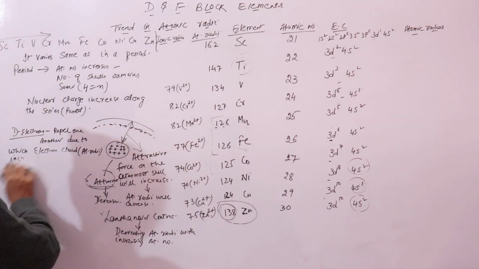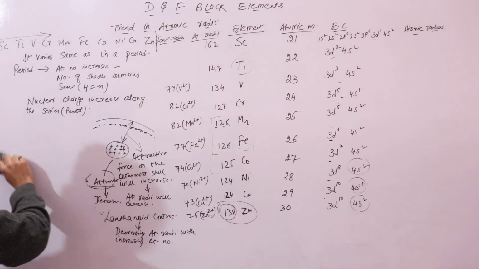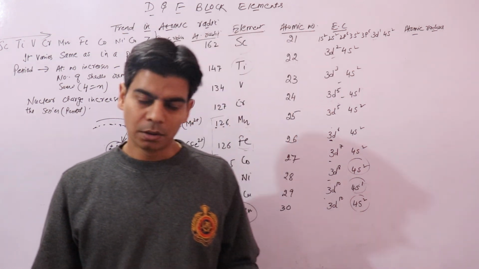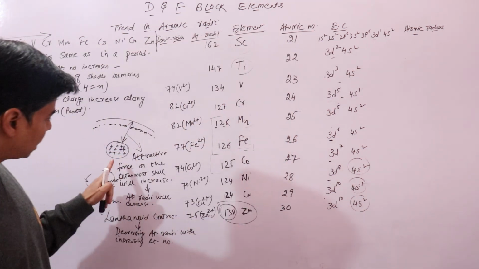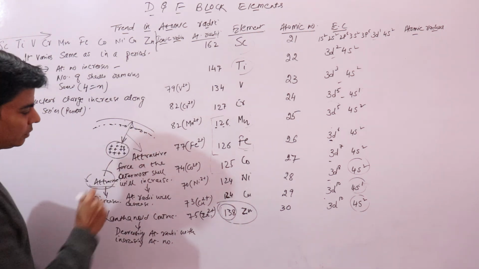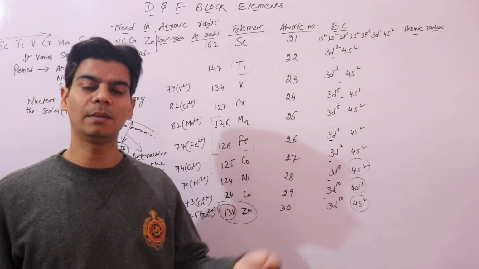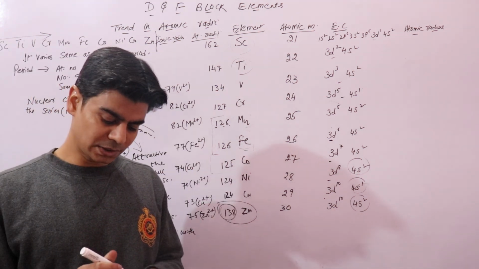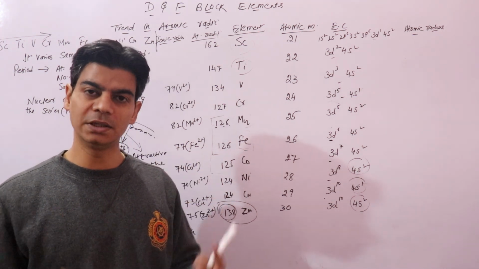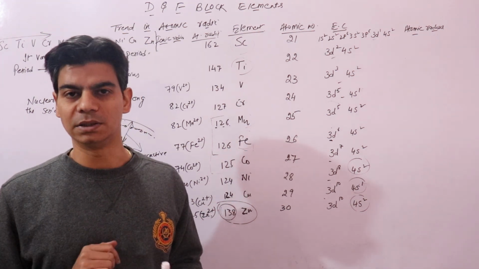Let's just quickly understand that. We know that when an electron is removed from a neutral atom, the nuclear charge will remain the same, right? But when the number of electrons decreases, the same nuclear charge is getting applied on fewer electrons, right? So the effective nuclear charge will increase.